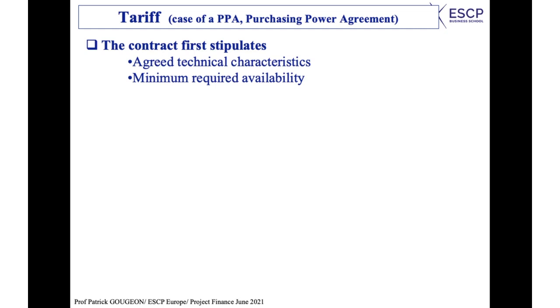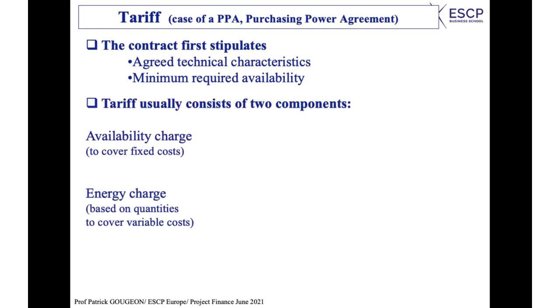Then we will agree on a tariff. And the tariff usually consists of two components. What we call an availability charge. The problem again is that sometimes you don't need electricity because people don't consume electricity. It may change in the future, but for now we cannot store electricity. So you have to produce electricity only when there is a demand for it. So it may happen that there is no need for your power plant. You will not be required to produce because there is no demand for it.